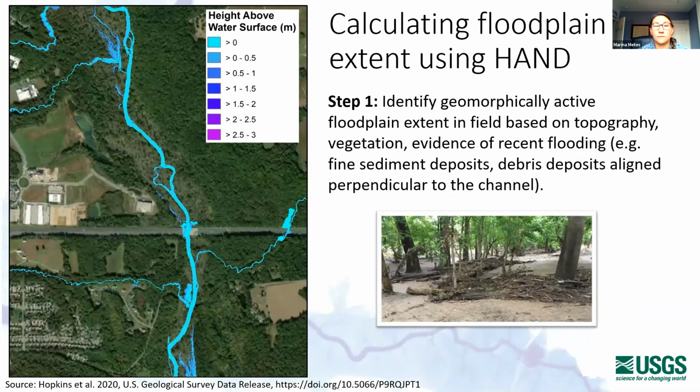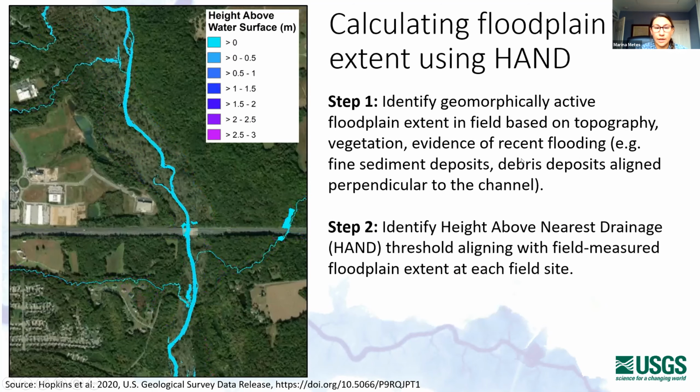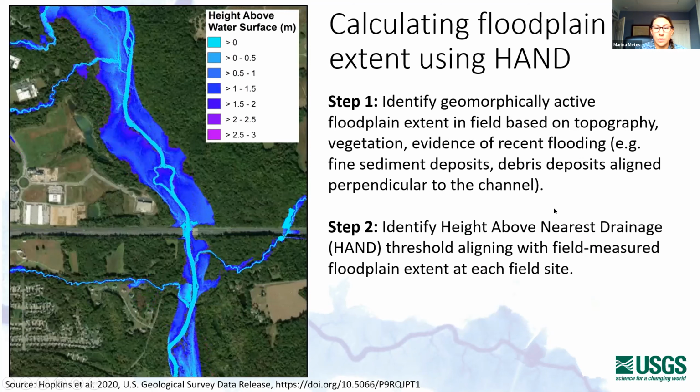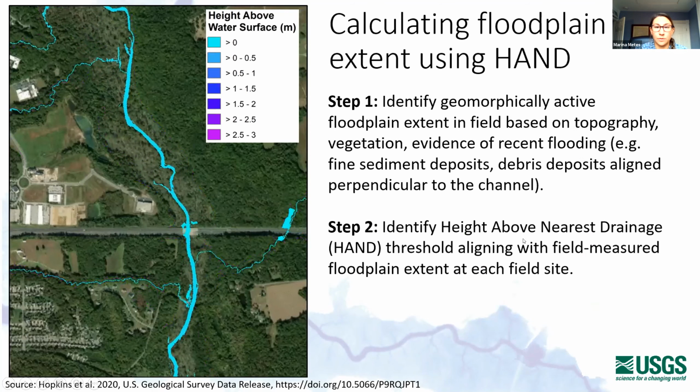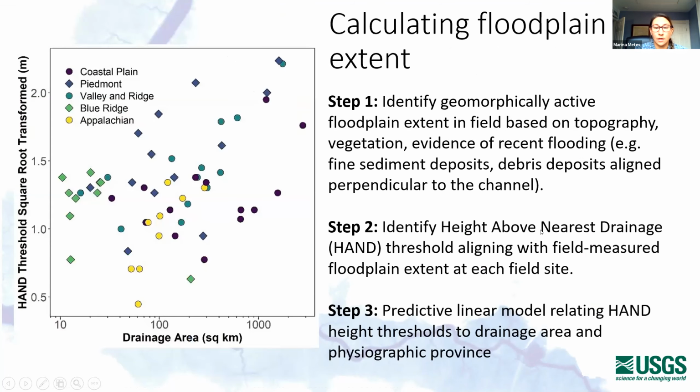And so we used our field data to calibrate our model. In the field, we identified the active, frequently flooded portion of the floodplain based on field evidence of topography, changes in vegetation, and evidence of recent flooding. At each field site, we identified the HAND threshold that corresponded with our field measured floodplain extent at each site. And we built a predictive linear model that related the HAND height threshold to drainage area.